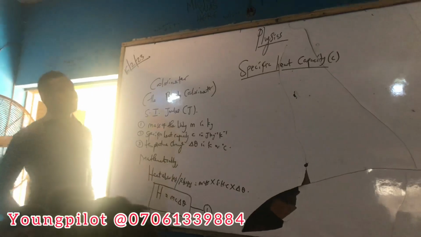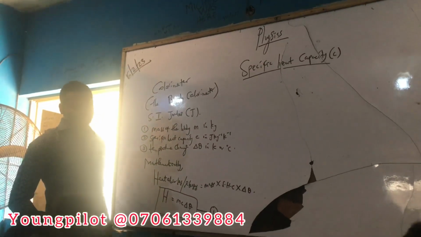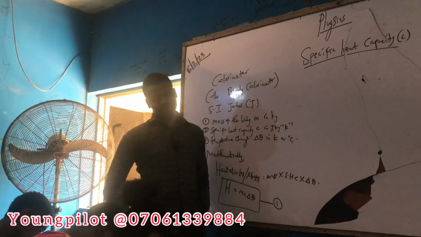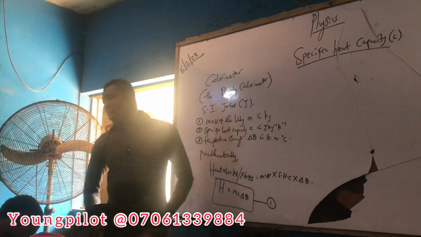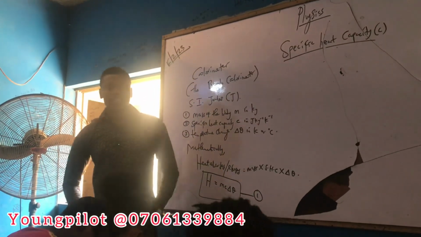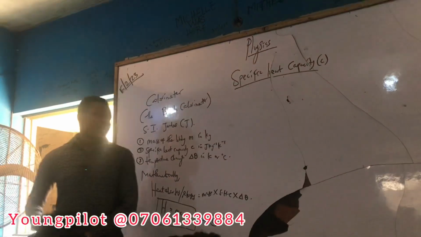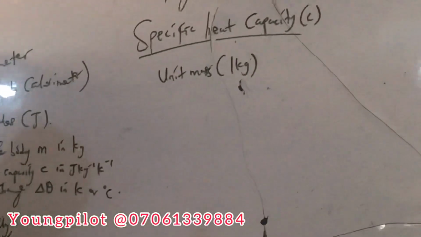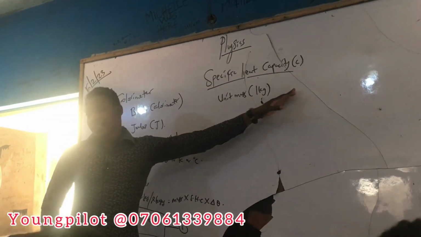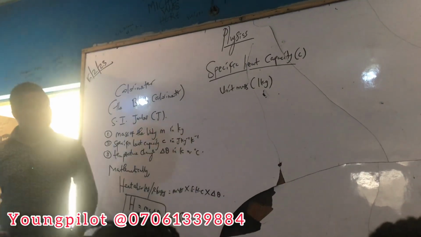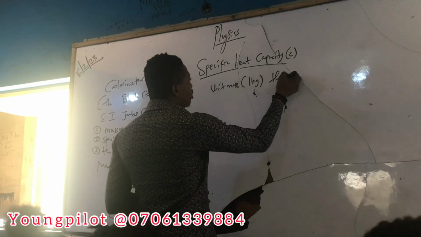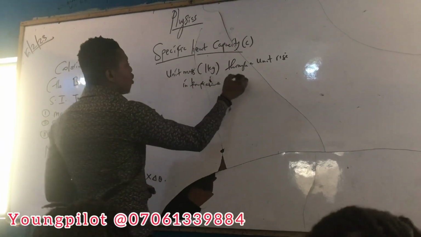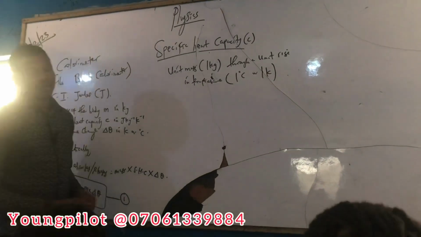This can be defined as the quantity of heat needed to raise a unit mass (open a bracket, 1 kg, typing of units, 1 kilogram) of a body through a unit rise in temperature (open a bracket, 1 degree Celsius or 1 Kelvin). Full stop.